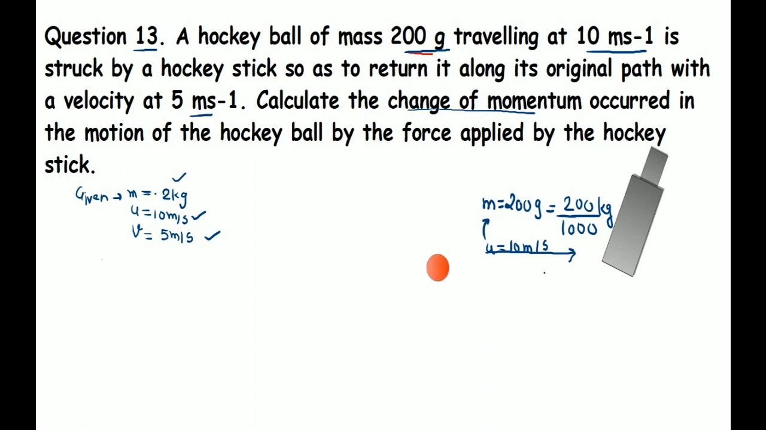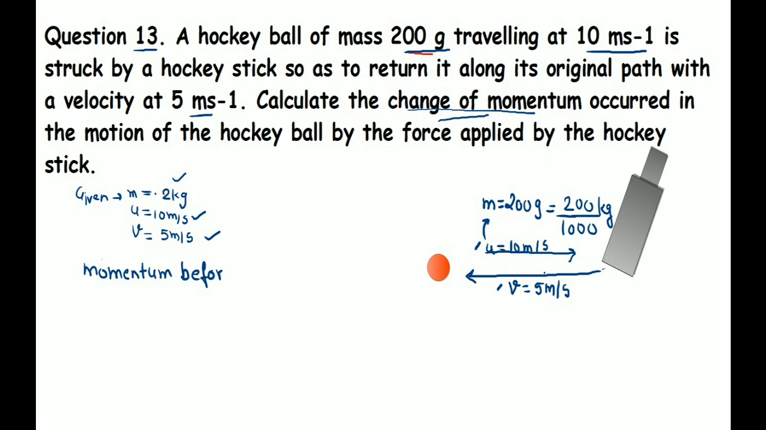Now when it gets stuck to the bat, it will move in the same direction along the original path with the velocity of 5 meter per second. So here we are mentioning v is equal to 5 meter per second as the final velocity of the ball after striking from the bat. We need to calculate the change of momentum. Obviously, the object has two different velocities, so it will have two different momentum, correct?